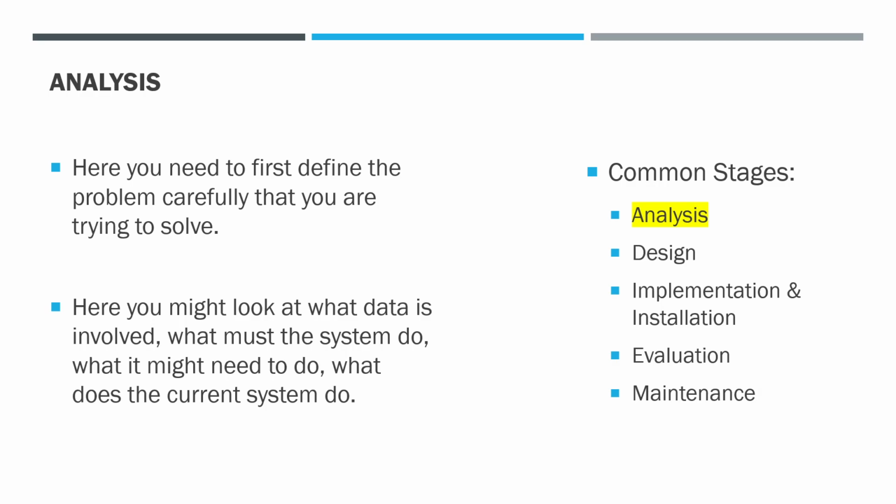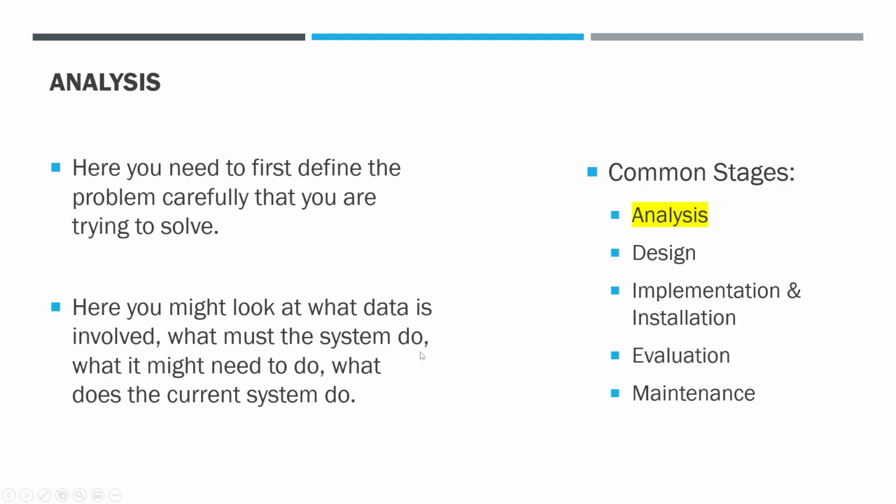So analysis. Here you first define the problem that you're trying to solve. And it's very important that you get this right, especially in some models, which we'll look at later. Because if you get this wrong, all the rest will go wrong. And in some of the models, you don't really get a chance to go back to this. So you kind of get to the end and hope that you got it right.